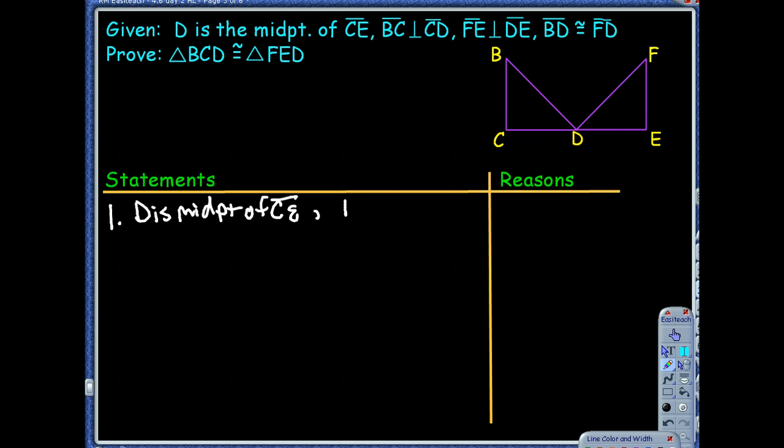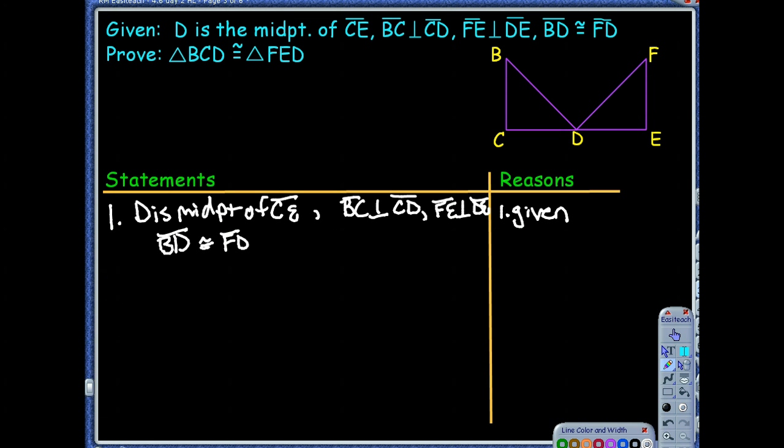We also have some perpendiculars. They tell us that BC is perpendicular to CD and that FE is perpendicular to DE. And we also know that BD is congruent to FD. So we've got lots of stuff here in our given. They give you a pair of congruent parts, so I might go ahead and have you label that. So BD and FD are congruent.